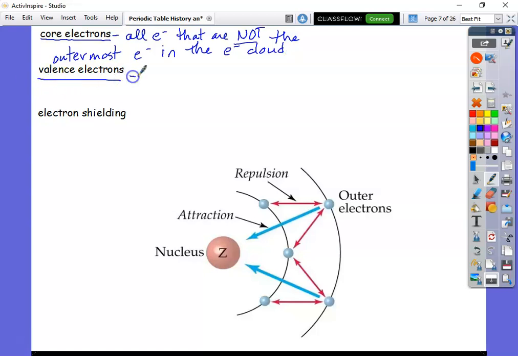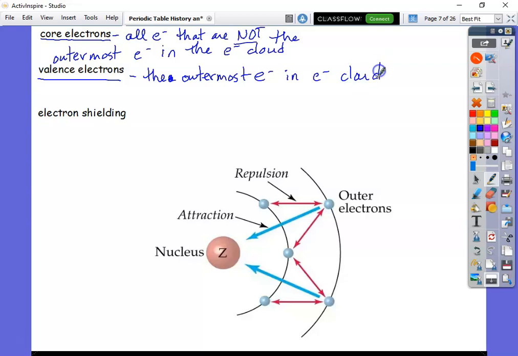The valence electrons are the outermost electrons in the electron cloud. And it is the valence electrons that are responsible for chemical bonding. We're going to get into that a lot as we proceed forward through the year. But let me finish this definition: the outermost electrons in the electron cloud.